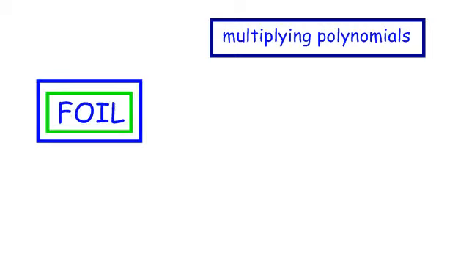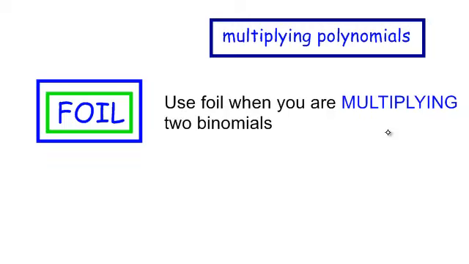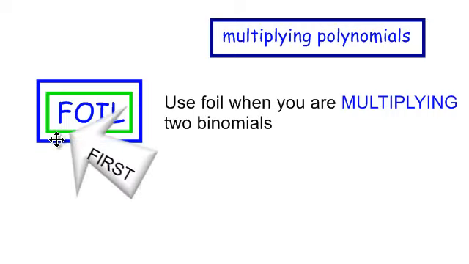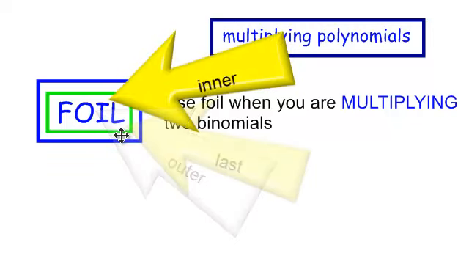Okay, there is another way I can multiply polynomials sometimes. Sometimes I can use FOIL, but you can only use FOIL when you are multiplying, not adding. Do not do it when you're adding. Only when you are multiplying two binomials. FOIL stands for the first, and the outer, and the inner, and the last.